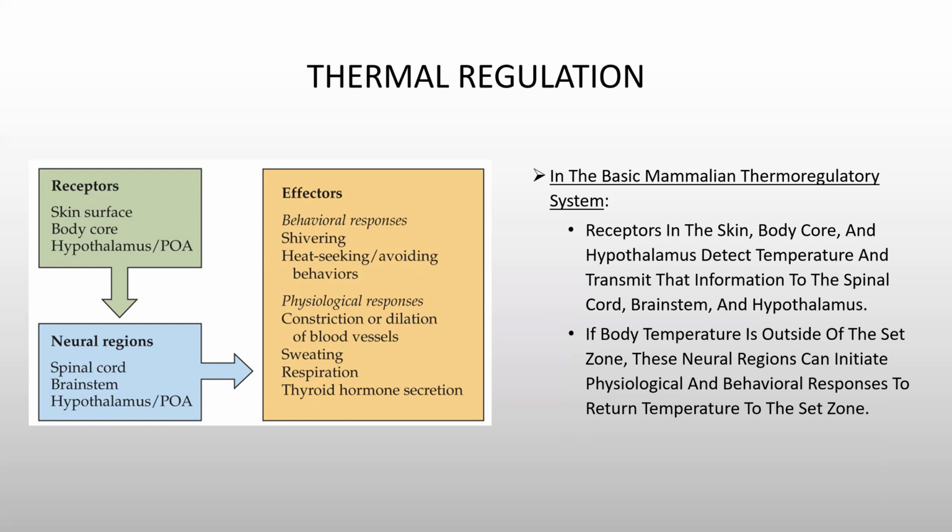So what might be some of those responses? Well, on the behavioral level, you have shivering, you have heat-seeking or avoiding behaviors, just like you would find heat if you're cold, but you would also avoid heat if you're too hot. Okay. And then physiological responses: constriction or dilation of blood vessels, sweating, respiration, thyroid hormone secretion. These are automatic processes, respiration and sweating and so on, when the body is getting too hot. Okay. And that is how you regulate your thermal system.